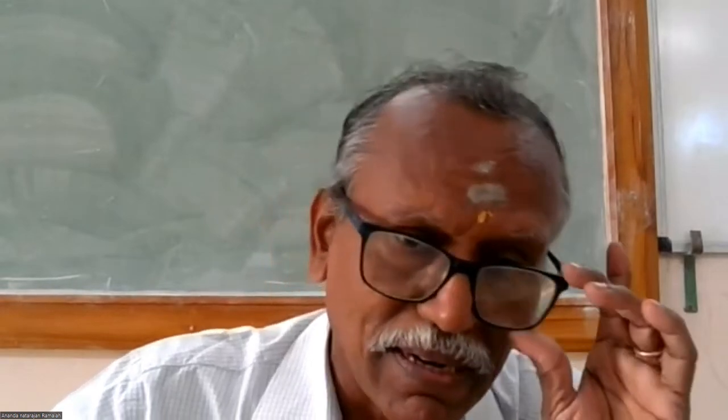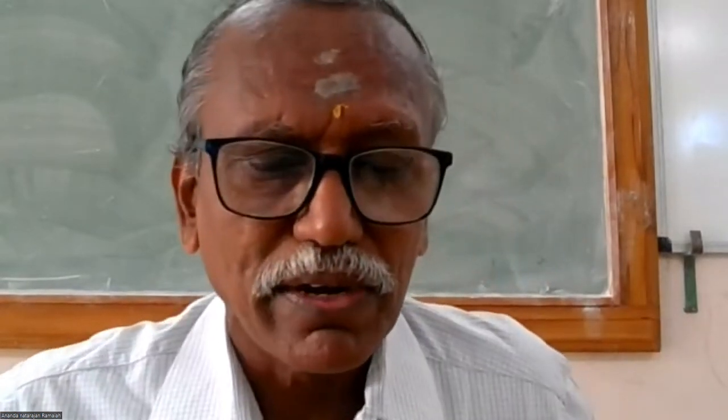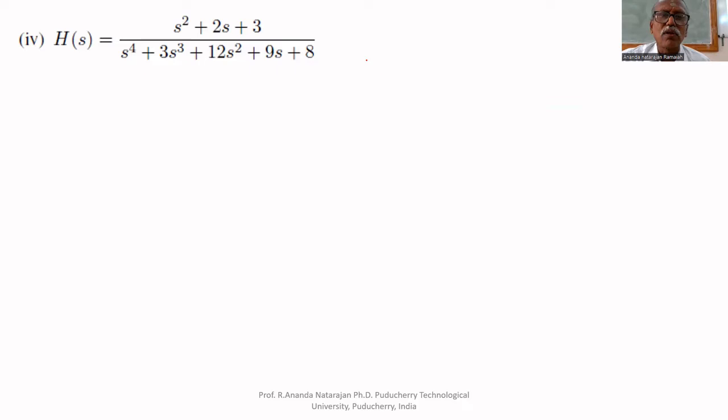Good morning to you all. Yesterday we have seen how to obtain the state space model of a mechanical system and an electrical system. Today we are going to see how to obtain the controllable canonical form for the given transfer function.